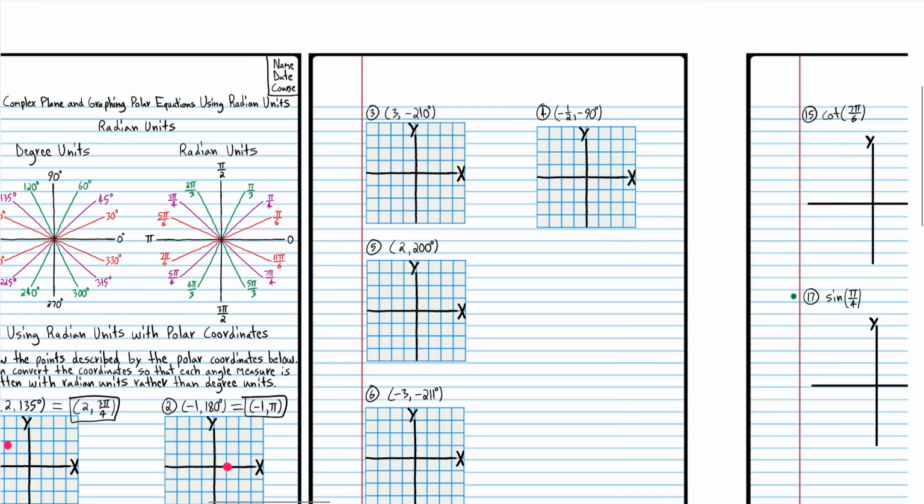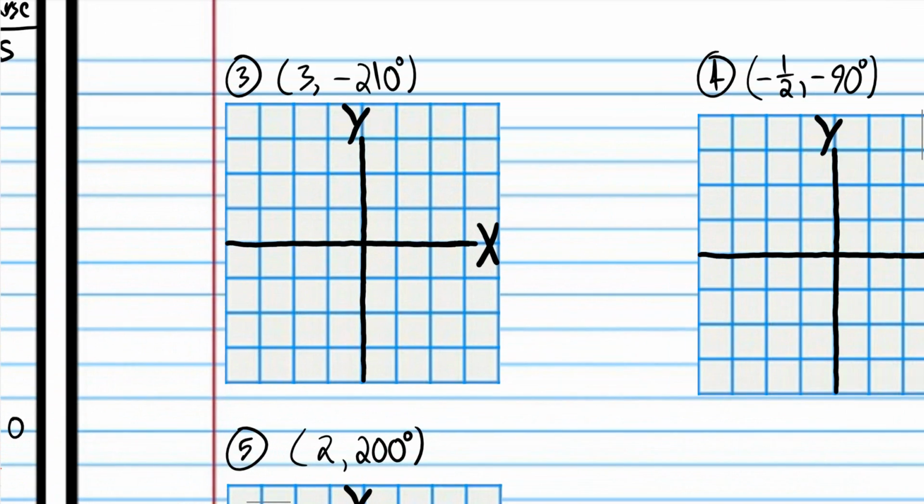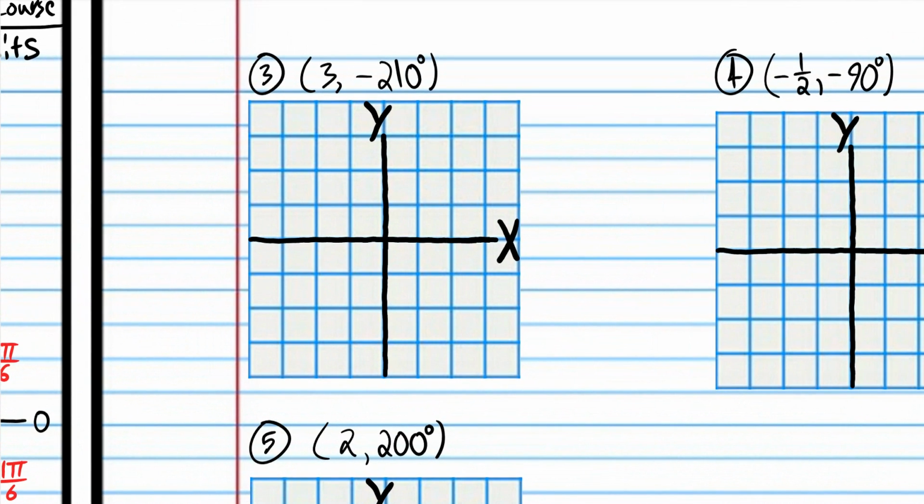So let's try a couple more of these. So we're going to count 3 units to the left, or excuse me, 3 units to the right. Then we're going to rotate -210 degrees. So that's rotating clockwise when we have a negative number. That's going to get us to about there, roughly. So that is the point plotted there.